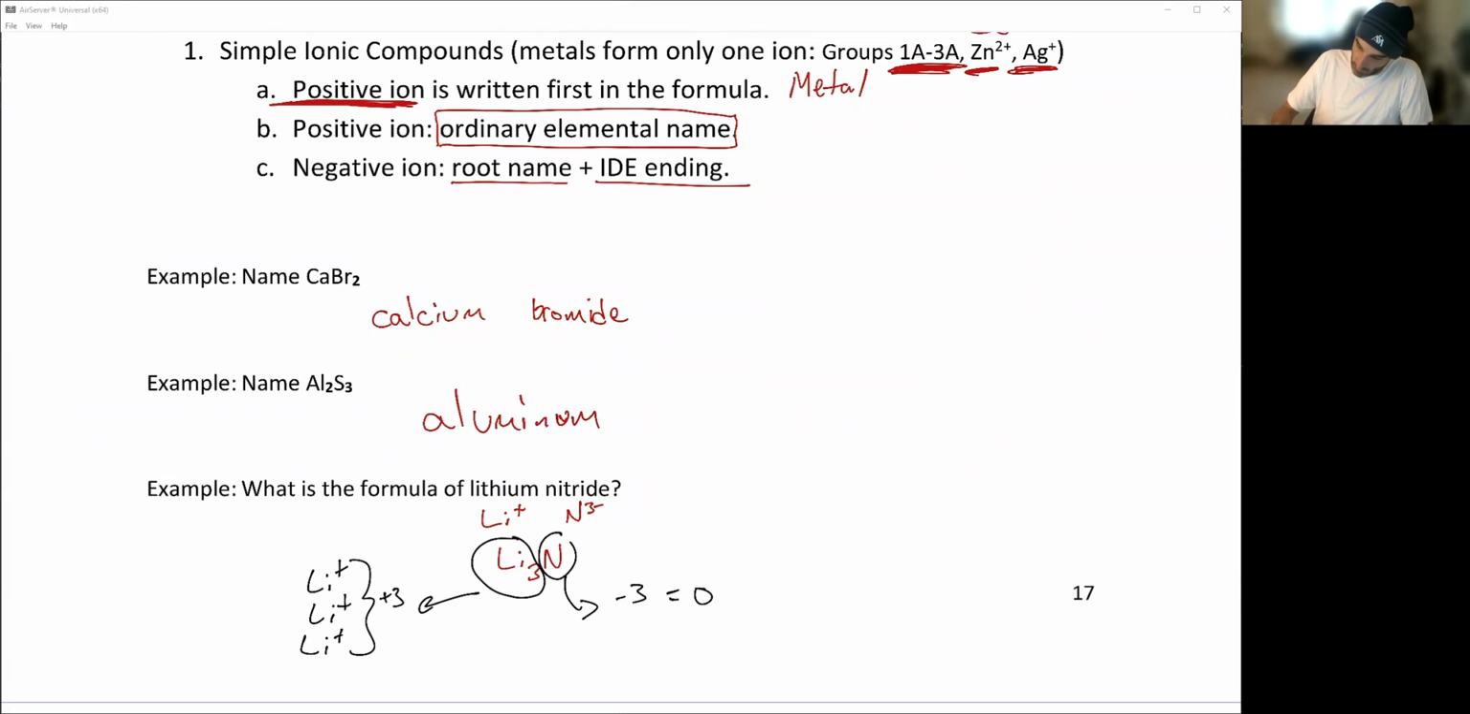Aluminum sulfide. Again, because Al is in group 3A, we're good. We're just going to call it aluminum. Don't need to do anything else. All right, perfect.